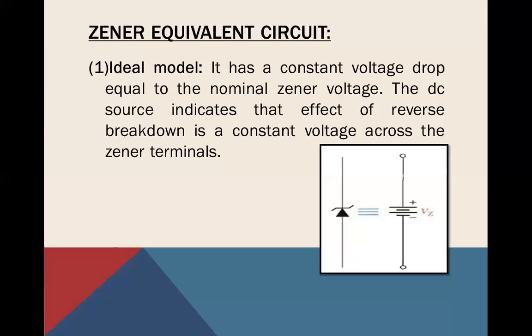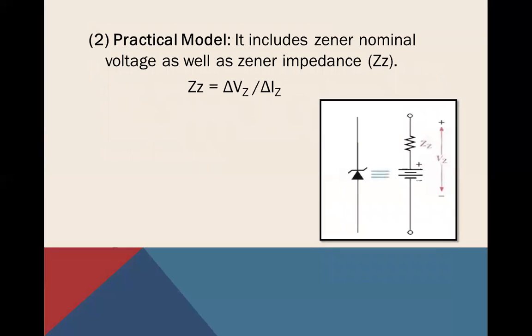If we talk about the practical model of the Zener diode, it can be seen that it is a combination of the Zener nominal voltage as well as the Zener impedance. The Zener impedance is the internal resistance of the Zener diode. It is the ratio of the change in Zener voltage to the change in Zener current.